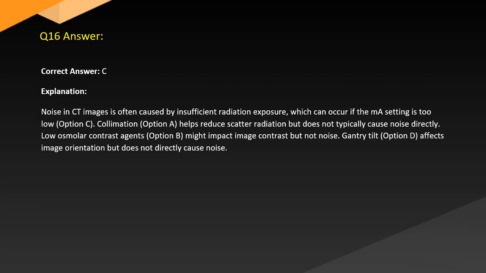Answer. Correct answer: C. Explanation. Noise in CT images is often caused by insufficient radiation exposure, which can occur if the mAs setting is too low. Option C. Collimation, option A, helps reduce scatter radiation but does not typically cause noise directly. Low osmolar contrast agents, option B, might impact image contrast but not noise. Gantry tilt, option D, affects image orientation but does not directly cause noise.